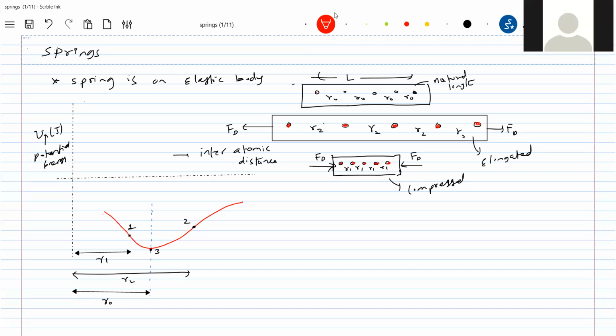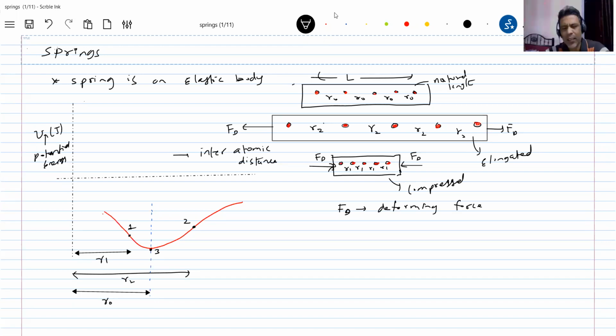Sir, what is FD? Deforming force, external force. Okay, sir. FD is a deforming force. Nothing big. You might have taken some elastic band. As you increase the length, as you decrease the length, you try to increase and decrease. Then the force you apply to deform a body is called a deforming force.